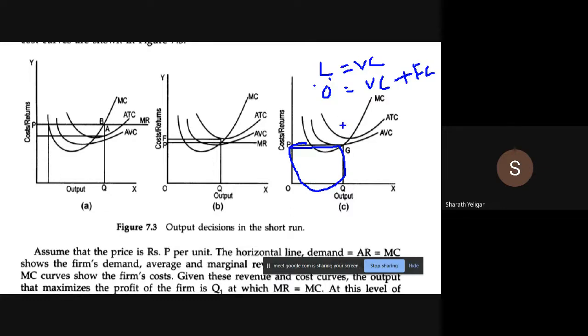So when you produce till the level of AVC, you will at least cover the fixed cost. This is what we call the principle of cost minimization. I think loss minimization. That I will tell you again, but this is the thing.